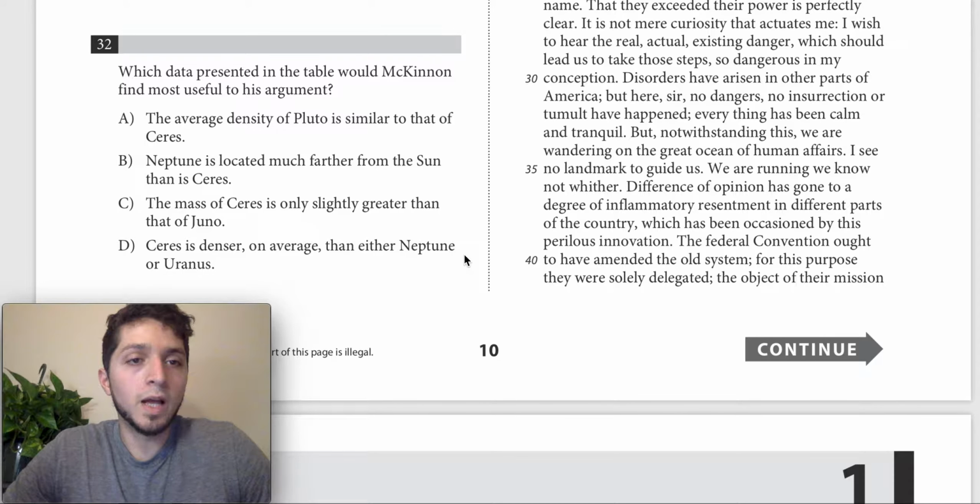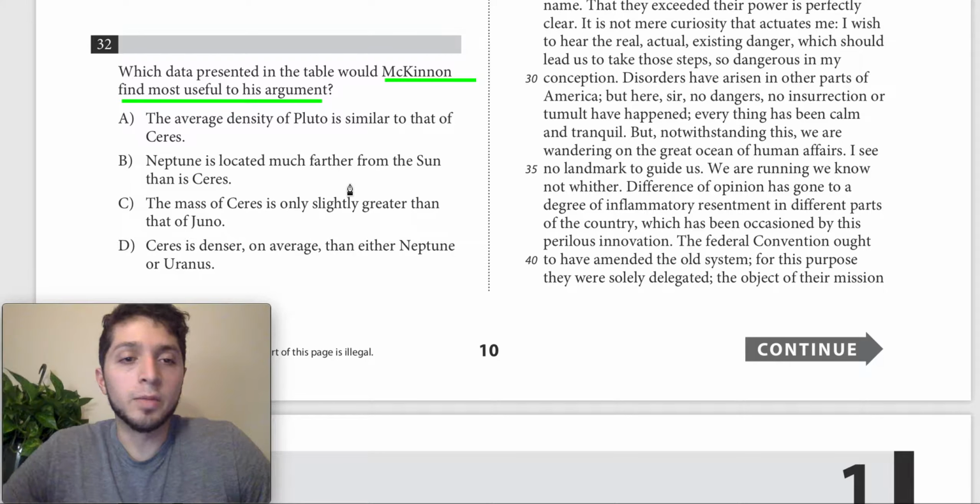17 April USQAS test, and let's jump in. So 32 says, which data presented in the table would MacKinnon find most useful to his argument? The way to solve this one to begin with is I wouldn't actually go to the table. I would go back to finding out what MacKinnon's argument is again.